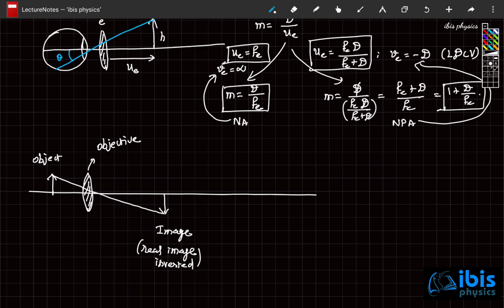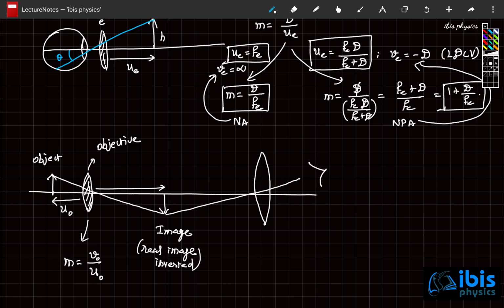And this lens will produce a magnification. The magnification produced by a lens is V by U. Since it is an objective, let me call this distance the distance from the objective. So U naught is the object distance from the objective, and the image distance from the objective is V naught. Then here we use a lens which is the eyepiece. This lens forms the image here, and from here we are seeing the object.